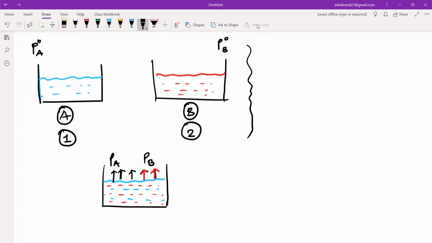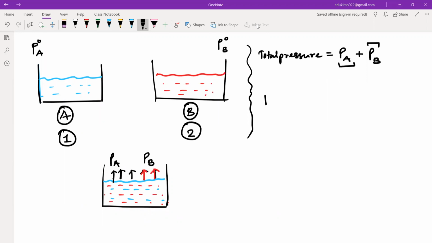Okay. So now the total pressure will be equal to the total pressure that you will be experiencing due to A and B. It will be equal to the partial pressure applied by A plus the partial pressure applied by B. Correct? All of you tell me yes or no. PA plus PB. Now, let us see what PA will be equal to and what PB will be equal to.